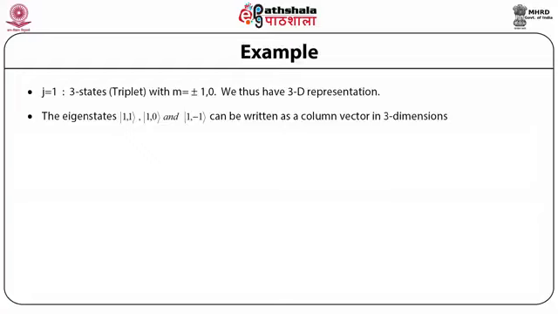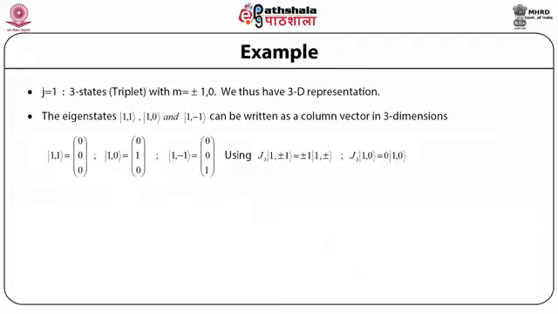1, −1 means J is equal to 1, M is equal to −1, and so on. We can write these as column vectors in 3 dimensions. |1,1⟩ can be written as the column vector (1, 0, 0), with the first row 1, second row 0, third row 0, and likewise |1,0⟩ is (0, 1, 0), and |1,−1⟩ is (0, 0, 1). Now using J3 acting on |1,±1⟩ is equal to ±|1,±1⟩, etc.